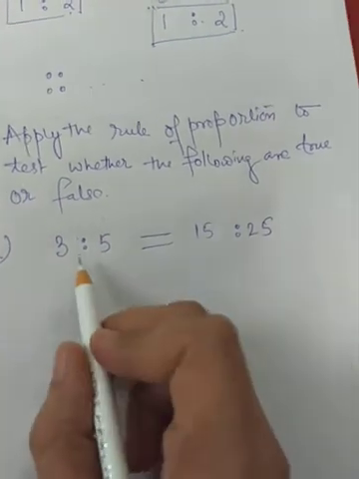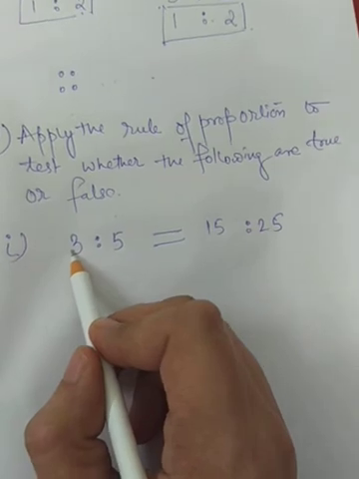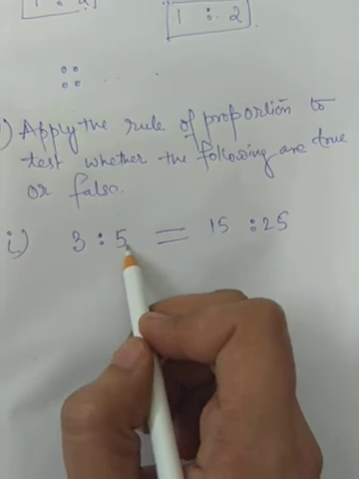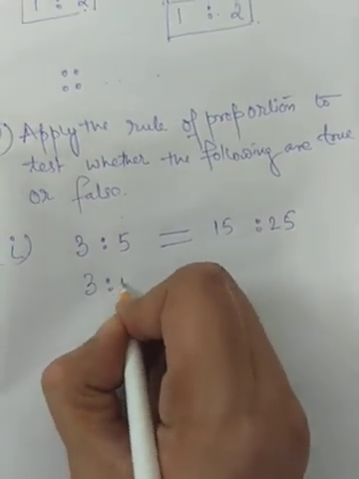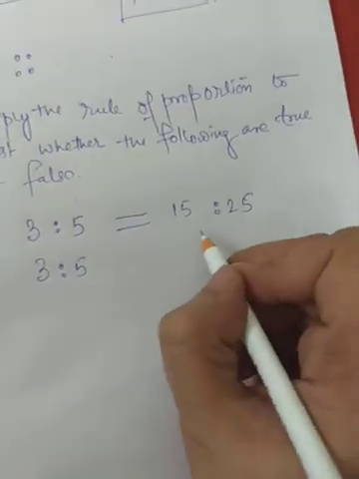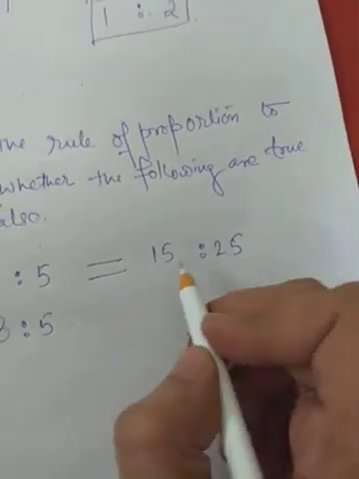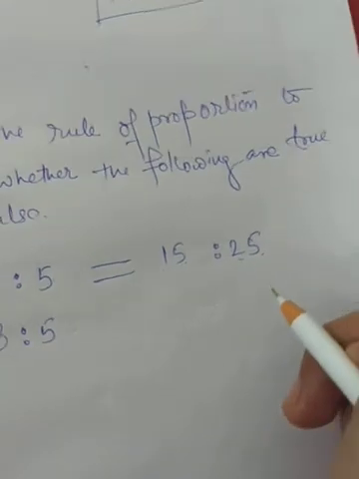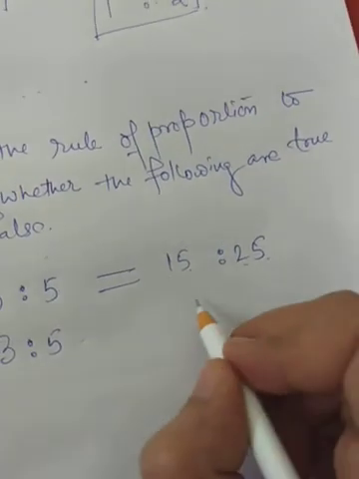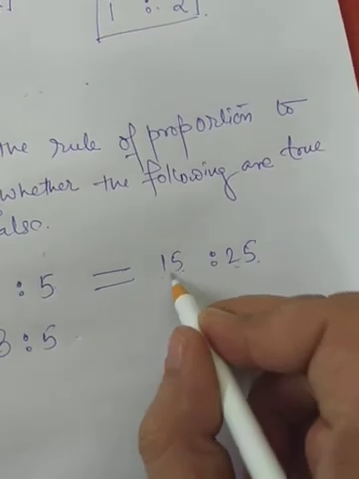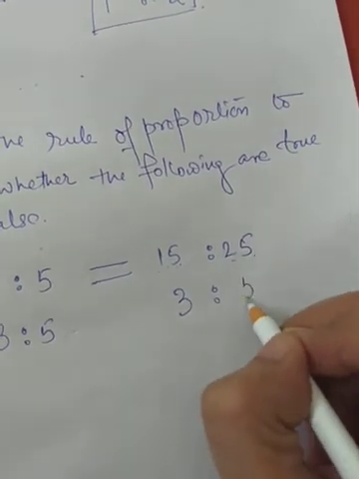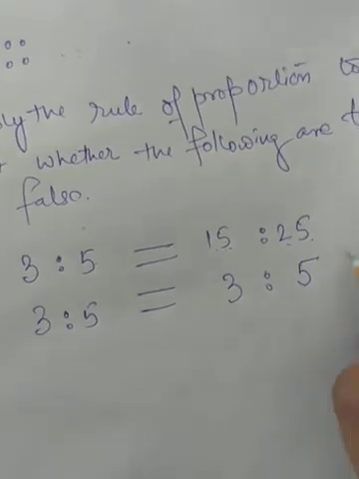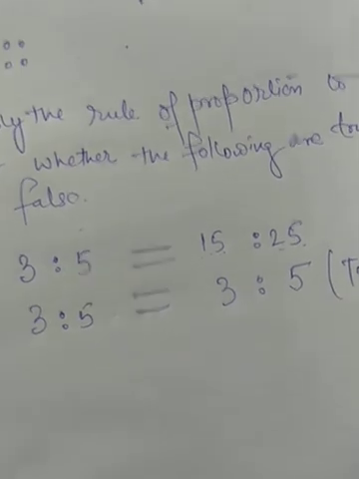Now let us try. This is the first ratio, 3 is to 5, and both numbers don't have a common term, so it will be 3 is to 5 only. Let us see if these two have any common term or not. Clearly we see that 15 and 25 both come in the table of 5. Yes, 5 3s are 15 and 5 5s are 25, and this will make it equal. So the answer will be true. Clear?